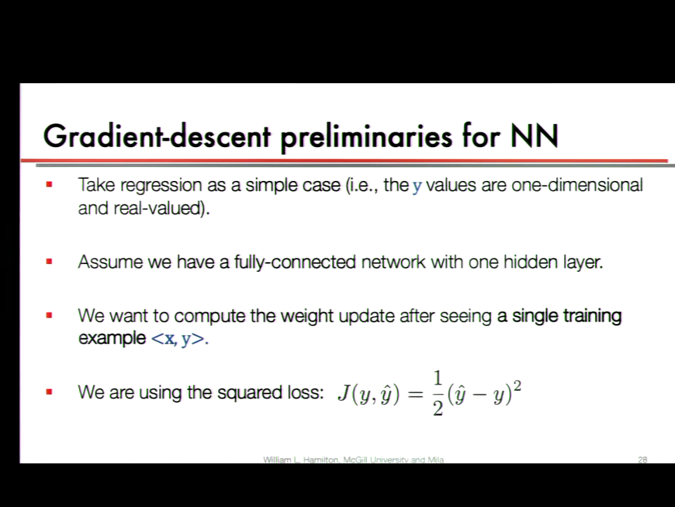For an example here, we're going to take regression as a simple case. So the y values, the thing we're trying to predict, is just a one-dimensional continuous value. So our output layer is just a linear function. And what we're going to think about is how we can change the weights in this neural network based on a single training example, assuming that we're using a squared loss. So our loss is 1/2 times the squared difference between our prediction and what the actual value was. Again, this is like the gradient descent we were doing before, but we're not looking at the entire training set. We're just doing gradient descent for a single example.